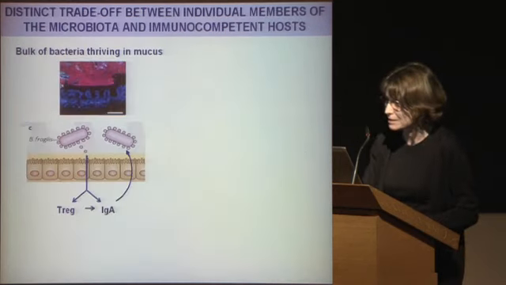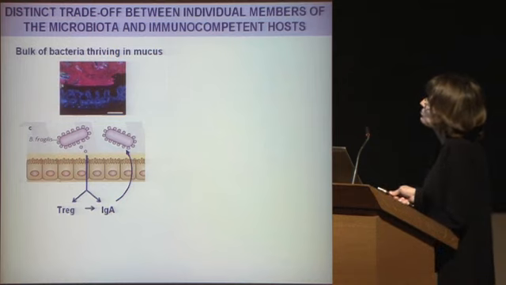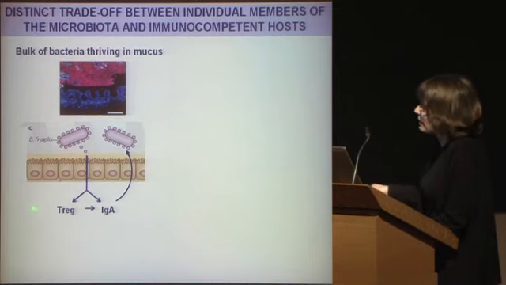So if I want to come back to the possible trade-off that we have between different members of the microbiota, I would suggest that for most of the bacteria, the bulk of the bacteria which thrive in the mucus, probably the best trade-off is for the host to induce IgA and regulatory T cells.